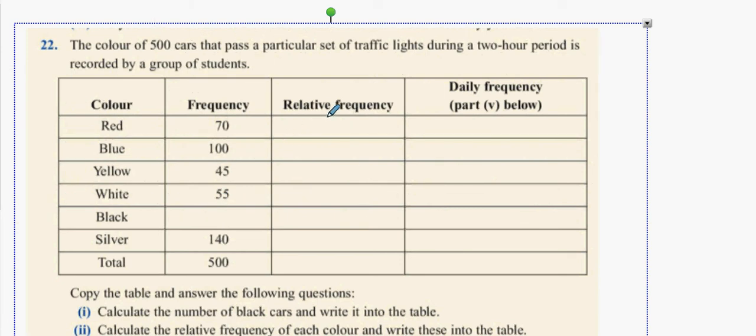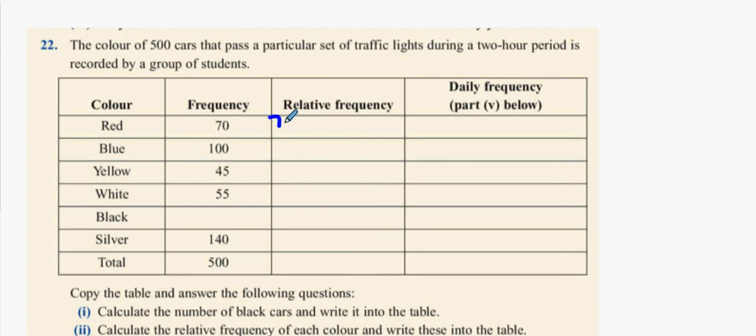Alright, let's just do relative frequency first. What's 70 over 500? We'll put it in decimal, why not? What is it in decimal? 0.14, thank you. 100 over 500? 20%?